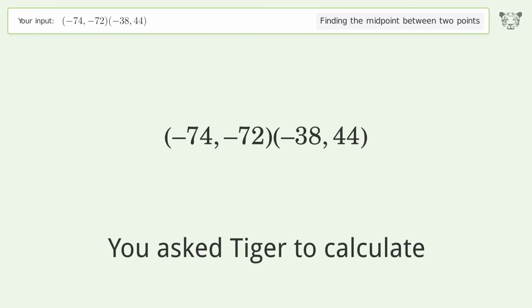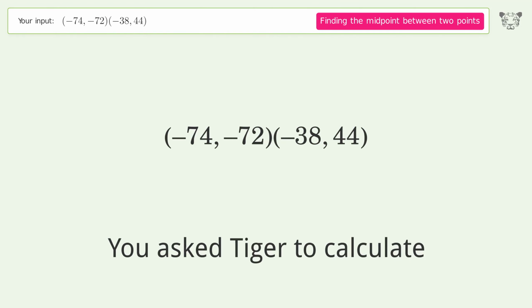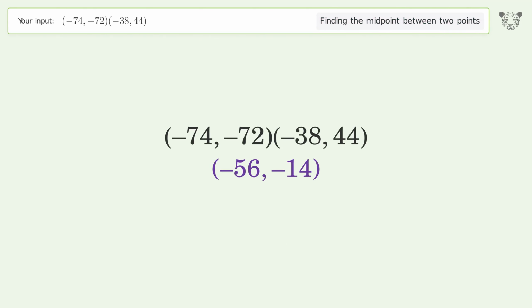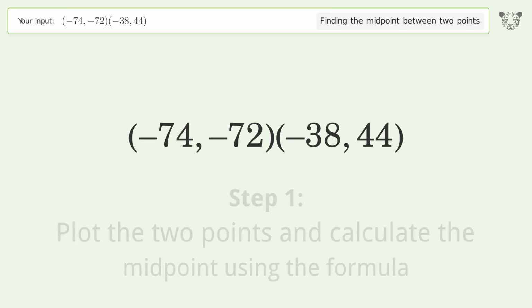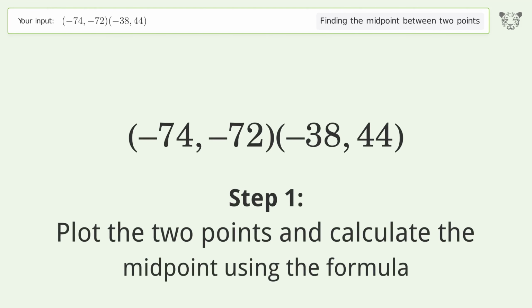You ask Tiger to calculate. This deals with finding the midpoint between 2 points. The midpoint between the 2 points is -56, -14. Let's solve it step by step. Plot the 2 points and calculate the midpoint using the formula.